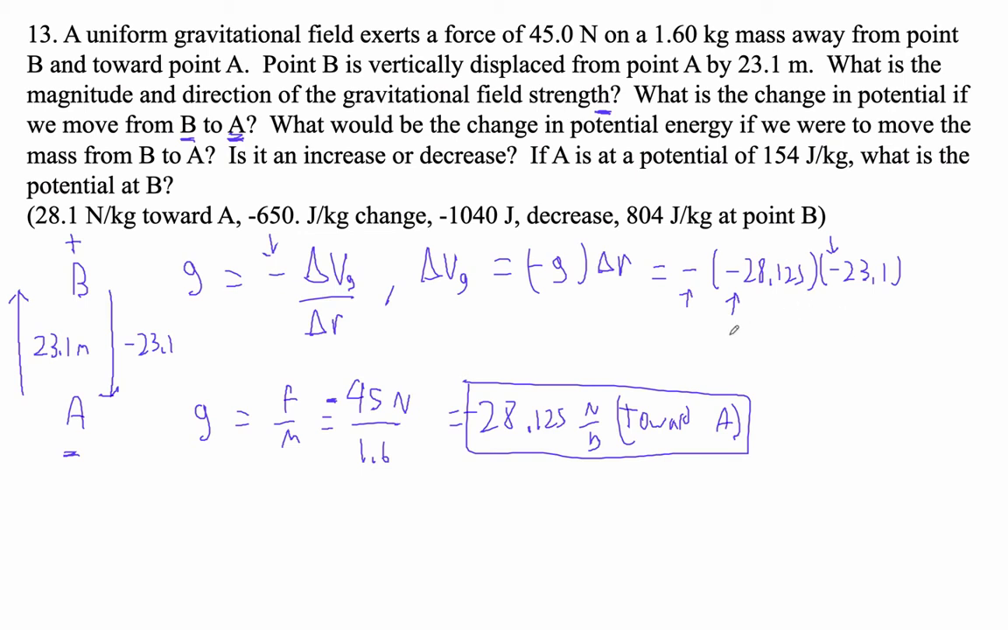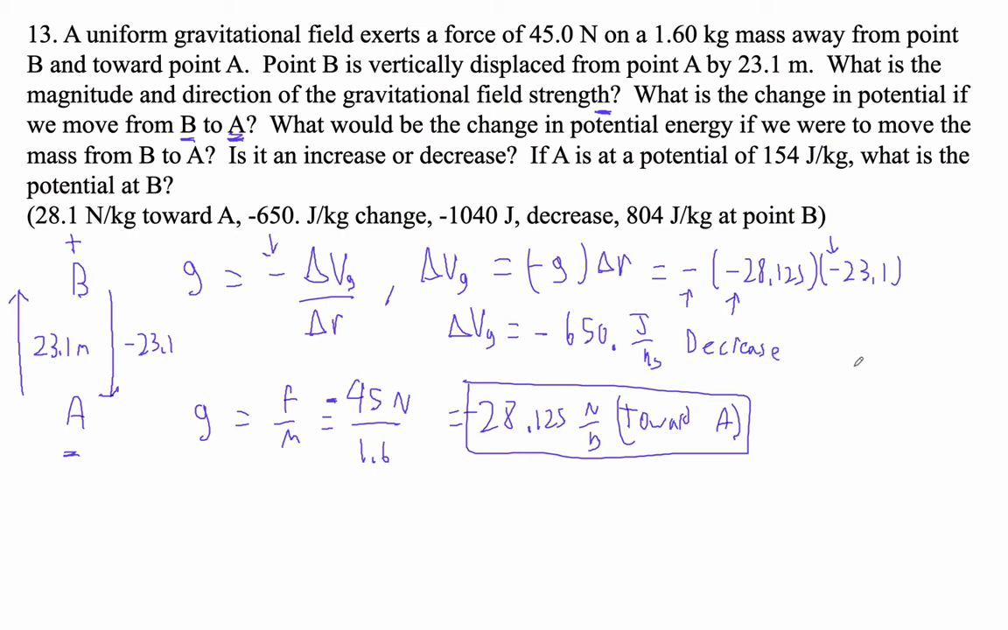and I'm getting that our change in gravitational potential is negative 649.68, so I'll say 650 joules per kilogram. Okay, so let's see. Is it an increase or a decrease? It's a decrease. That's why the minus sign is on there.